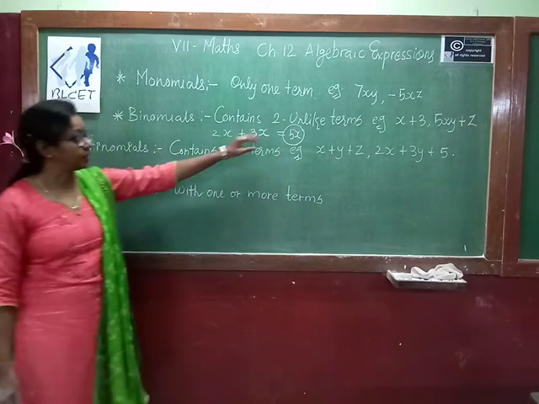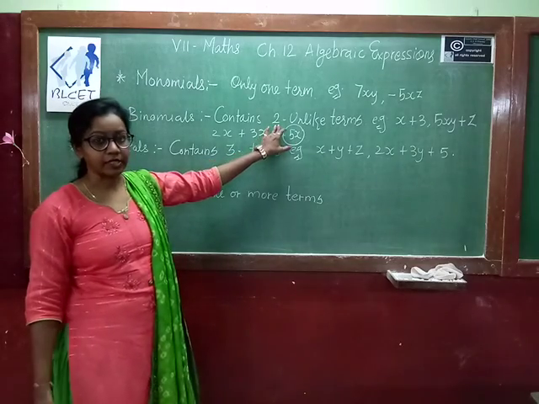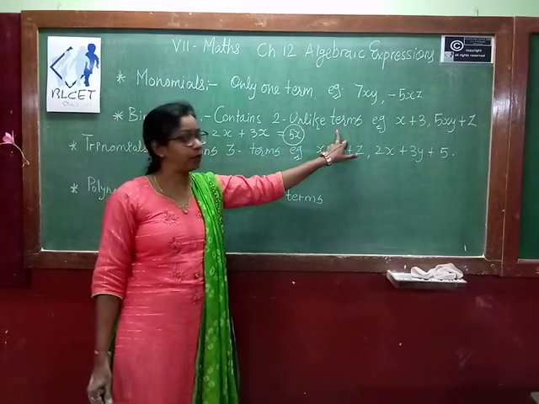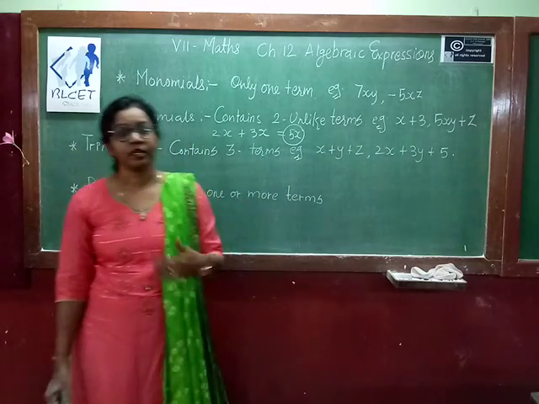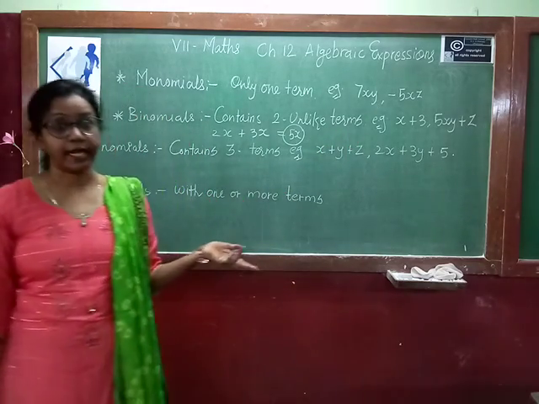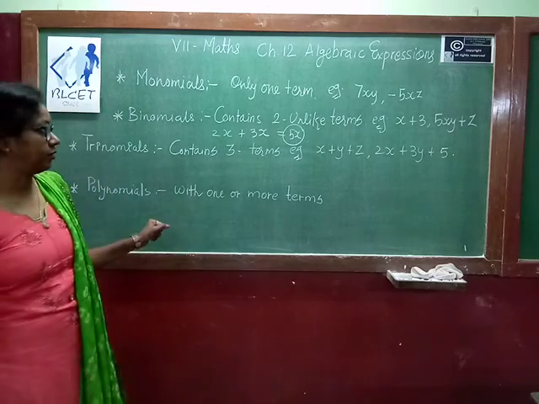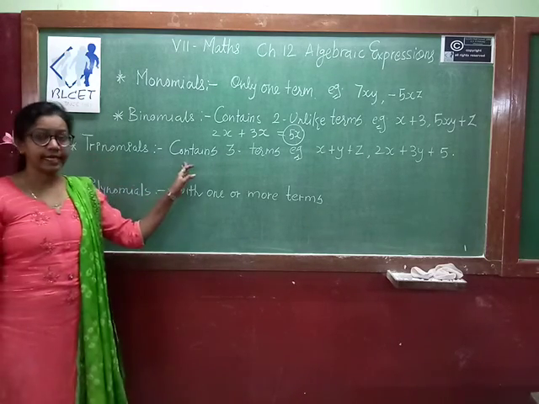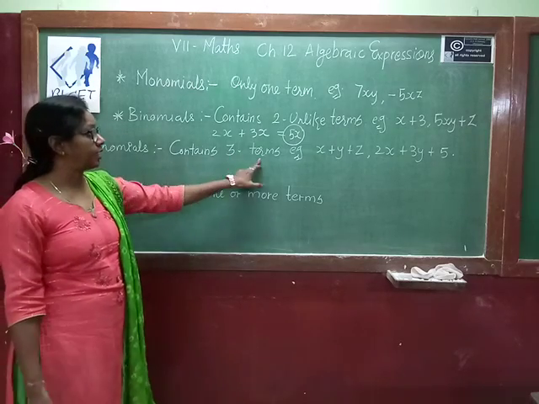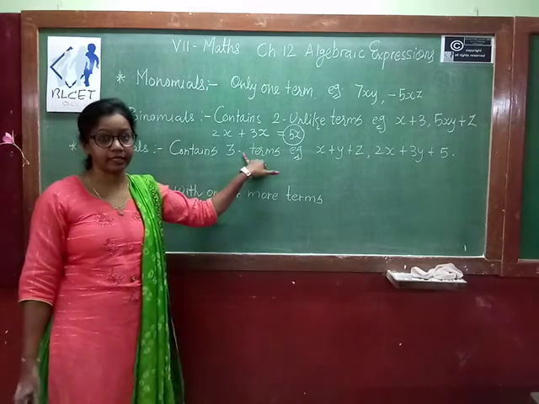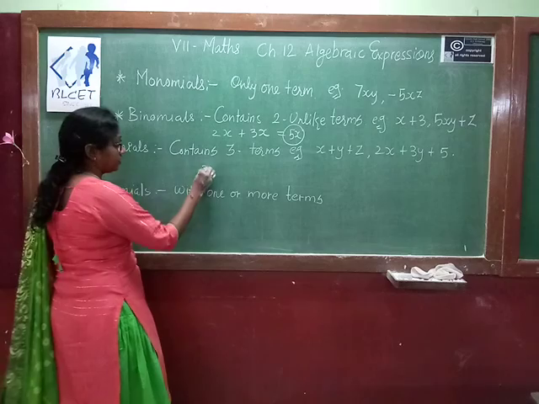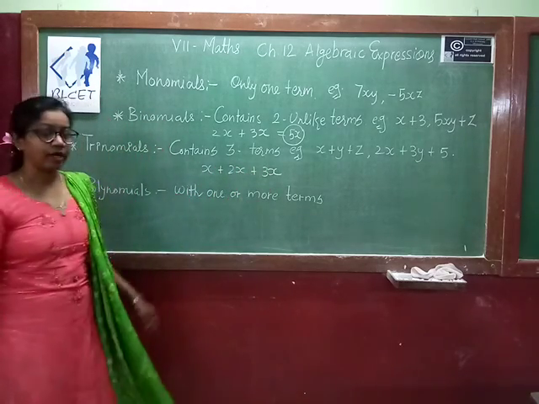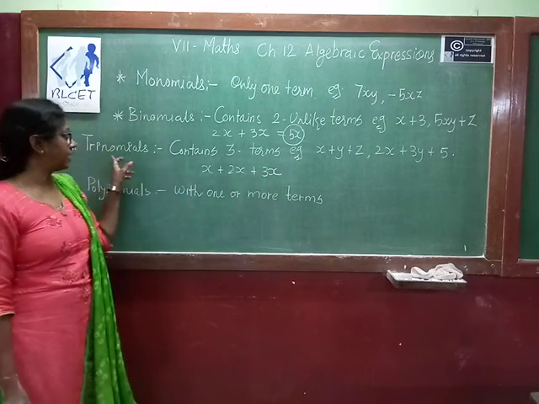So that's why it is mentioned that any algebraic expression which contains two unlike terms is known as a binomial. For example, x plus 3, 5xy plus z, 10xy plus 11, they all are binomials. What are trinomials now? In the same way, any algebraic expression which contains three terms. Here also you have to mention unlike terms. Suppose you write x plus 2x plus 3x, and you consider that three terms are there, so these are trinomials.